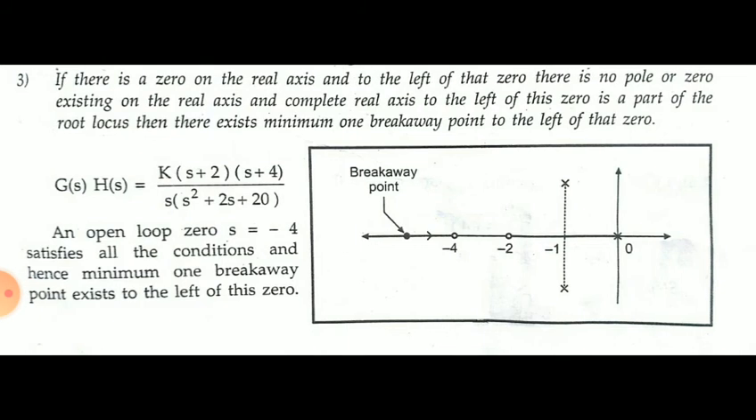And the third is if there is a zero on a real axis and to the left of that zero there is no pole or zero existing on the real axis and it is a part of the root locus. A separate example is given for that. So you can see the breakaway point shown on the real axis.